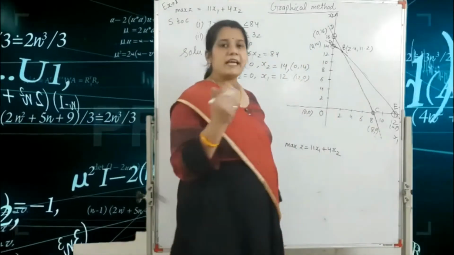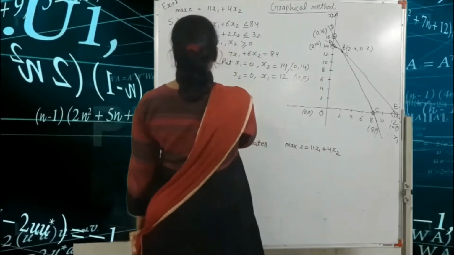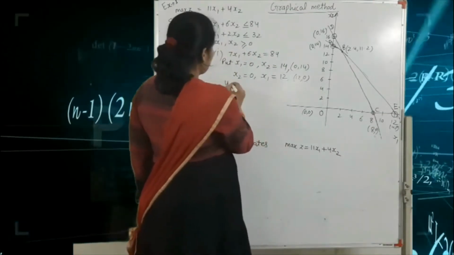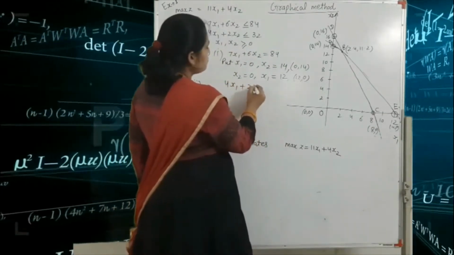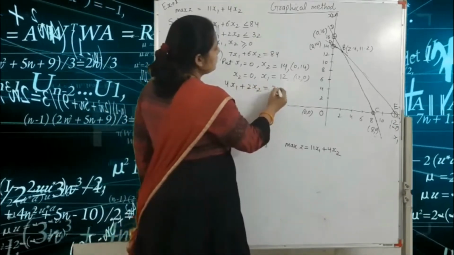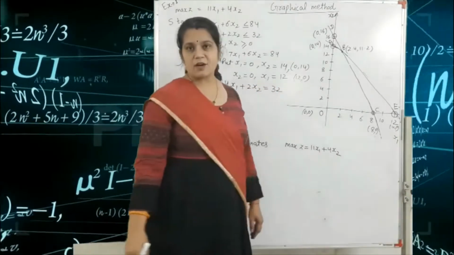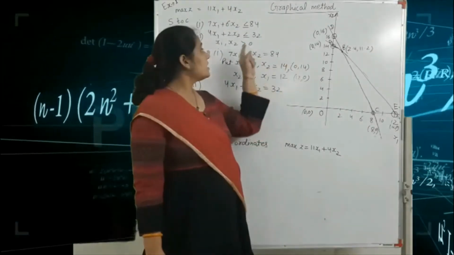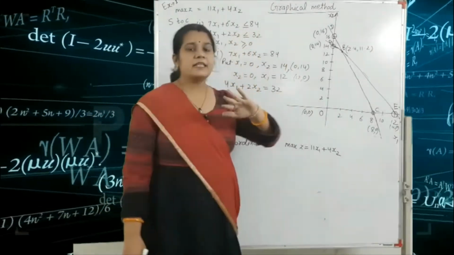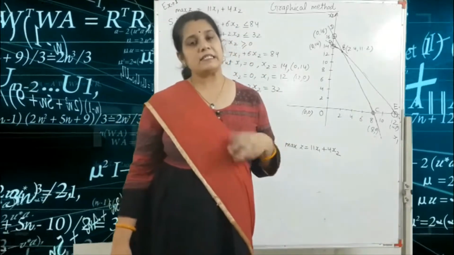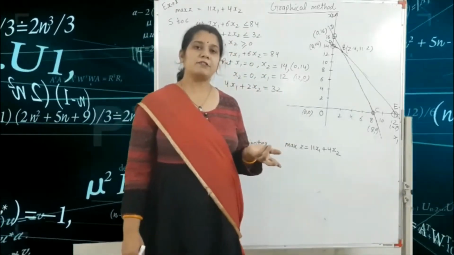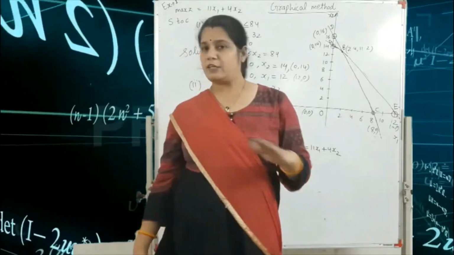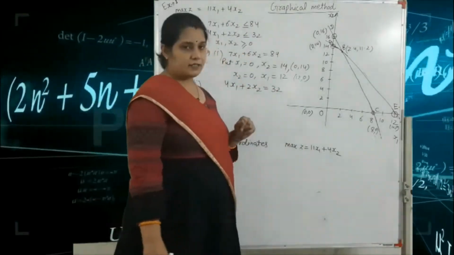Got it? So the next equation is 4x1 plus 2x2 is equal to 32. Why? Because the first step in the graphical method is we convert the inequality into the equality form. That means the less than or equal to sign or greater than or equal to sign, first you write here the equal to sign.